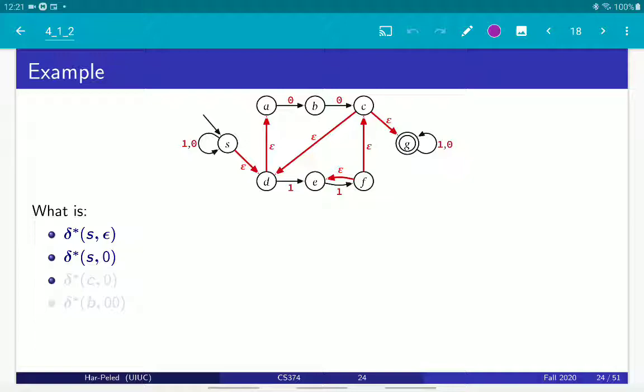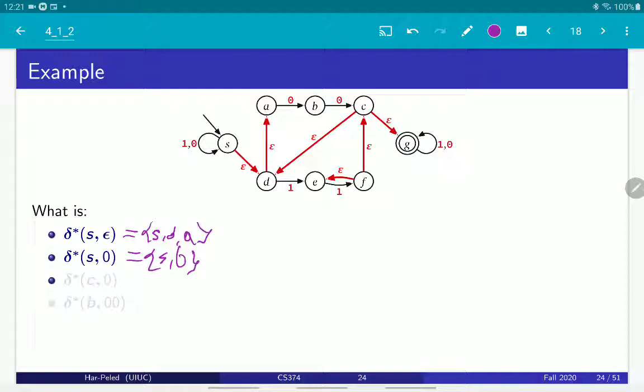Okay. What about on 0? Well, we already know that we can be in S, D, and A. On 0, of course, from S, we can stay in S. So this is going to be S. If we are in D, we cannot do anything with 0, so it doesn't matter. And from A, we can go to B. So this is going to be SB.